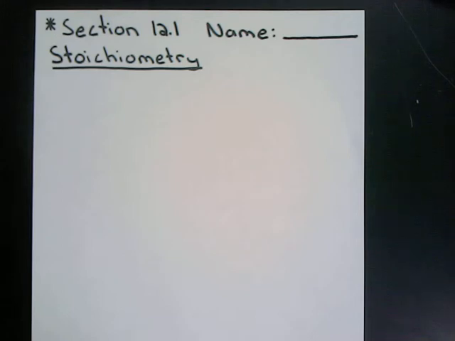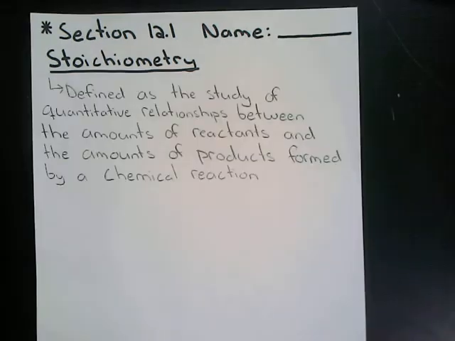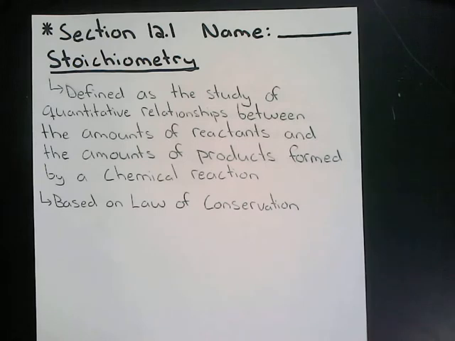All right, so we get underway here with a term called stoichiometry. Stoichiometry is defined as the study of quantitative relationships between the amounts of reactants and the amounts of products formed by a chemical reaction. Now, stoichiometry is based upon the law of conservation, and this law states that matter is neither created nor destroyed.